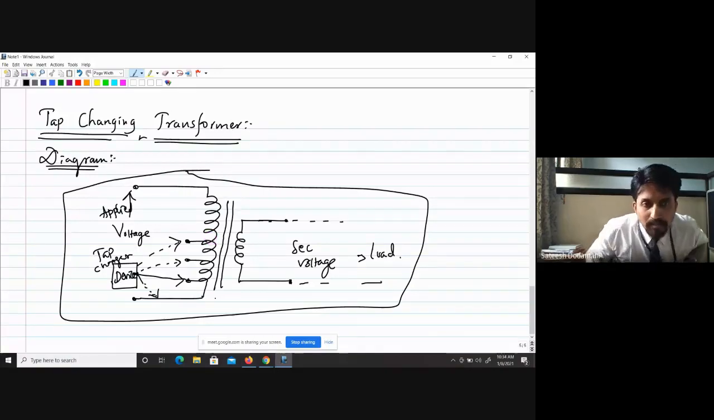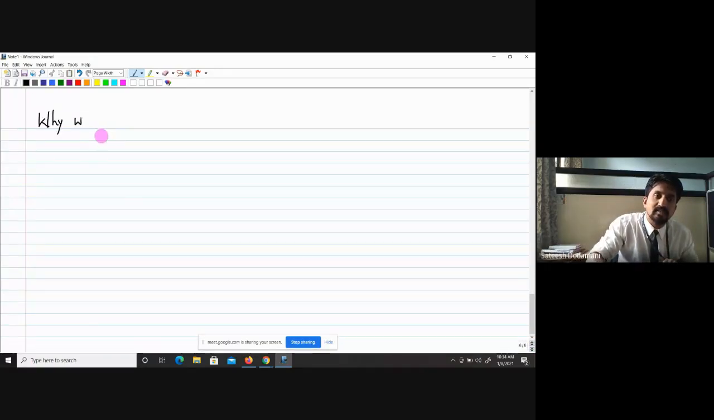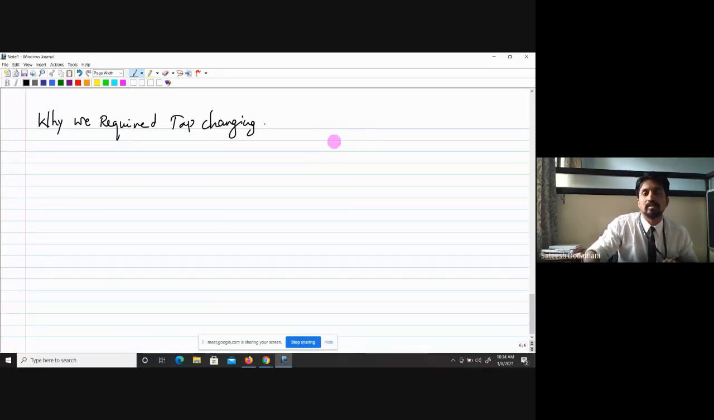Now, before explaining the tap changing transformer, let me explain why we require a tap changing transformer. If you know the requirement, then you will understand the process also. So why do we require a tap changing transformer?